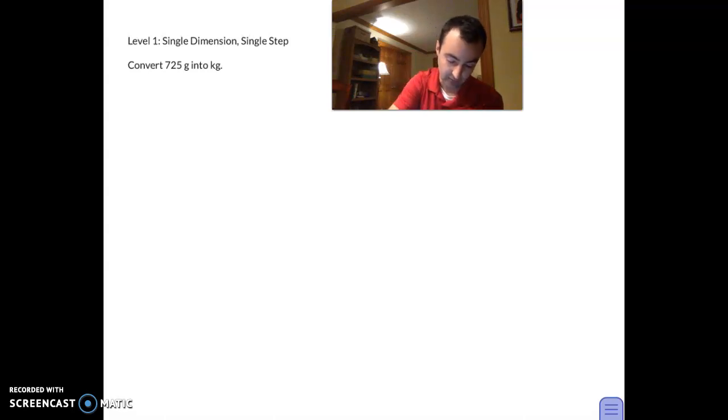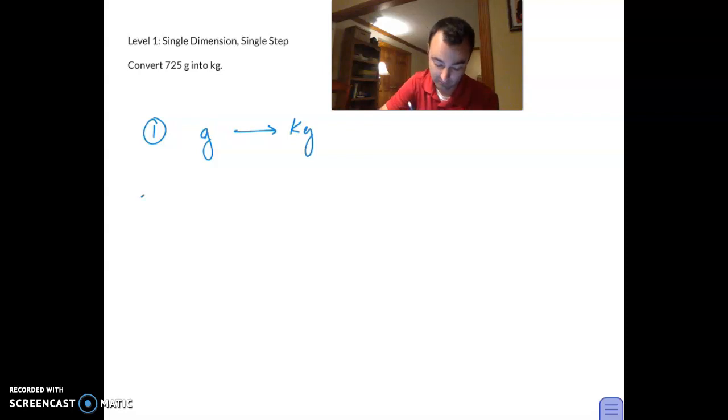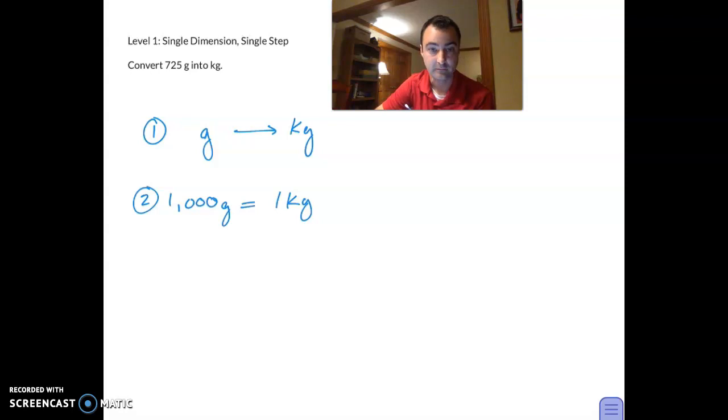So the first step asks you to identify the pathway. So for this question, we are going from grams into kilograms. 1 step, 1 dimension, 1 step. The second step for dimensional analysis asks you to identify equalities. So using the prefix kilo, we know that 1 kilogram is equal to 1,000 grams because of the prefix. And then the third step, this is the key.